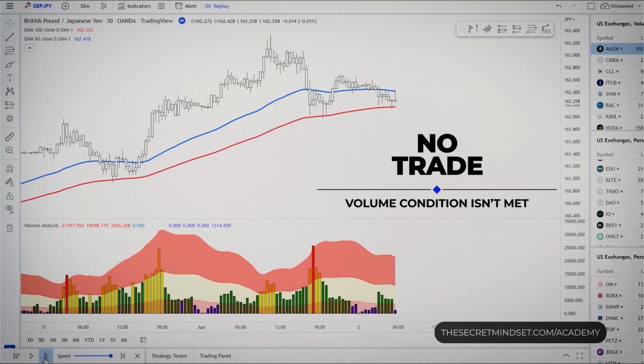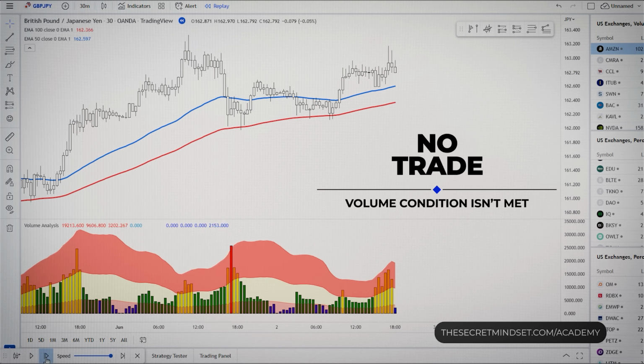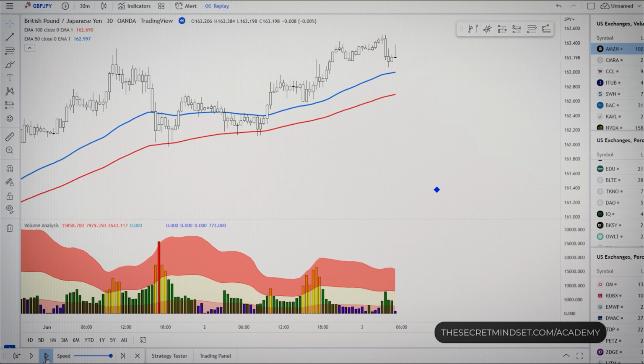This is unfortunate because the price indeed went up, but in the long run, the volume confirmation will save your account for many losing trades. So don't neglect it.